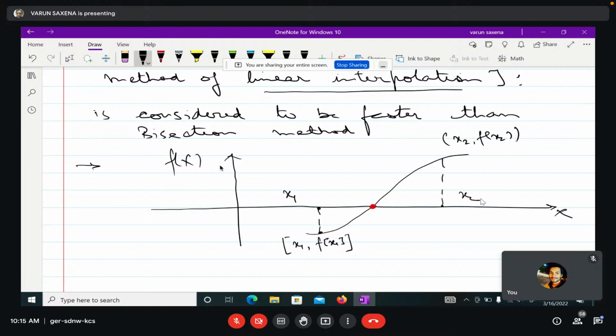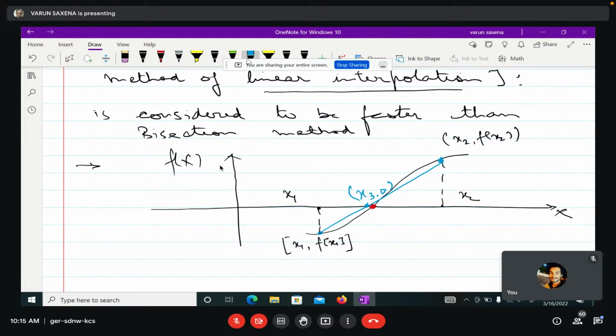So what do we mean by that? We take this point, let me mark it with another color so that it becomes clear. We take this point and we take this point and we draw a straight line connecting these points. Wherever this line cuts the x-axis, that becomes the next point for us. So this point where it cuts will become x3. So this point here becomes 0, right?